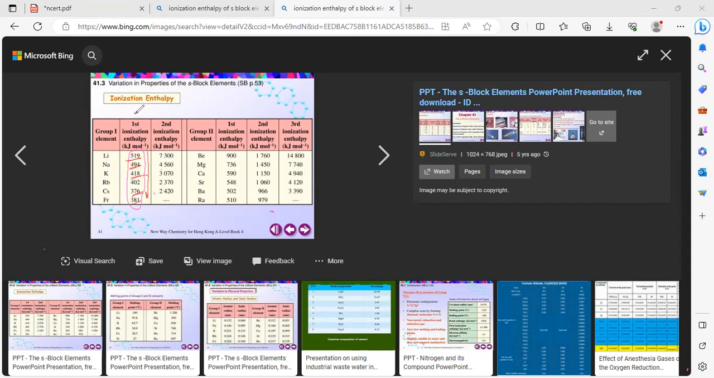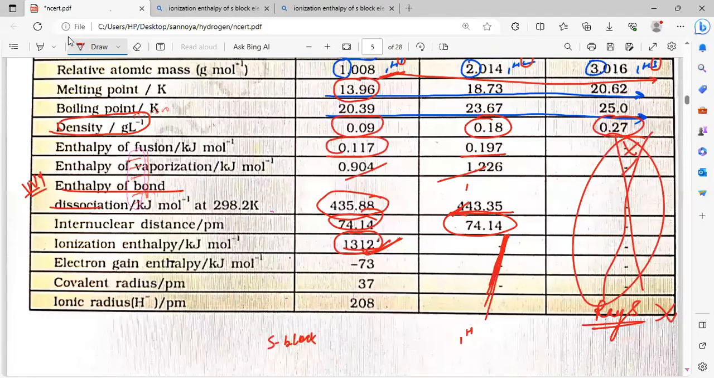Hydrogen belongs to the same group, no? Yes or no? Yes, sir. It is having around 1300 kilojoule per mole. So what can be the reason? What reason are you going to get here? Ionization energy, see, this is 1312. But the other elements, lithium, sodium, potassium, they are having a range of 500 kilojoule per mole. Please explain the concept behind this.